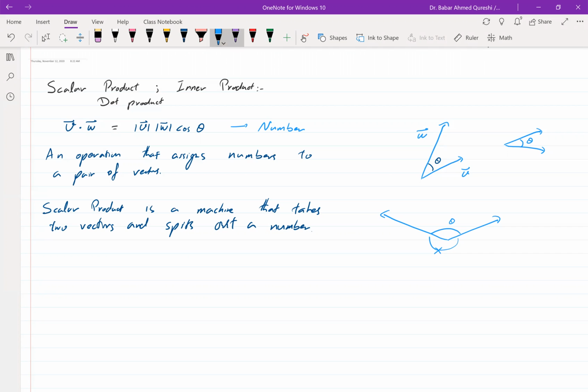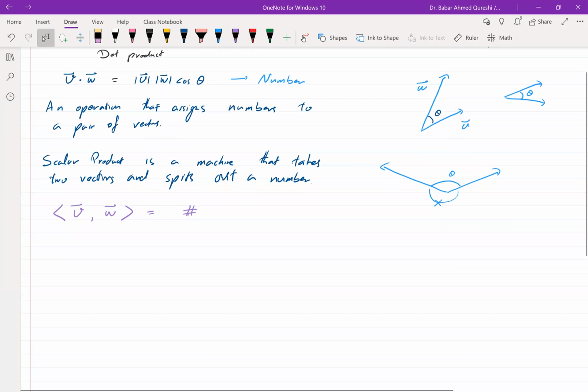So you can write it this way. This is also a notation which is very commonly used when you are talking about scalar product in general. You have this kind of machine and it has two places. You give it two vectors and it produces for you a number. Now for these geometric vectors, the scalar product which you are familiar with has certain properties. So what are the properties?